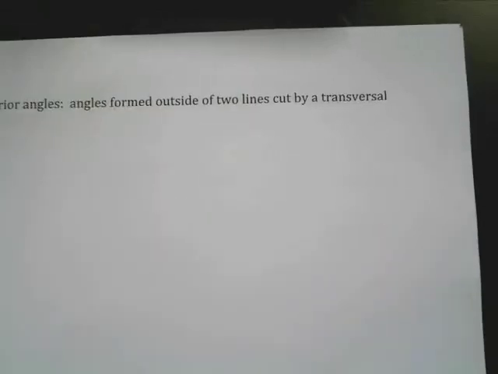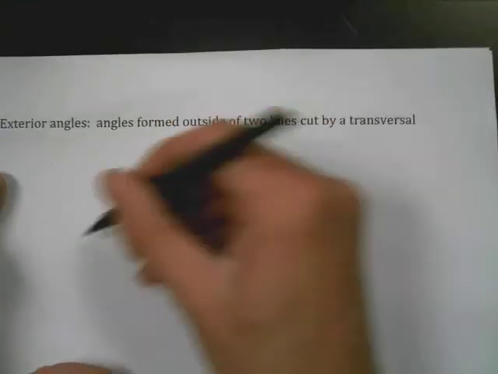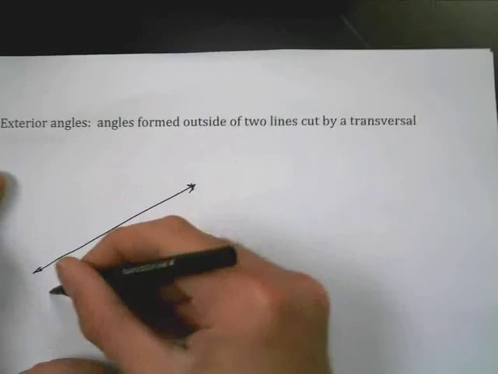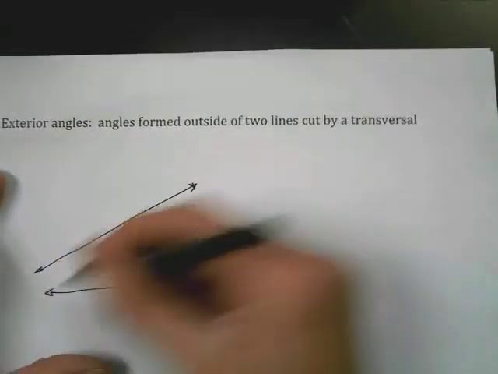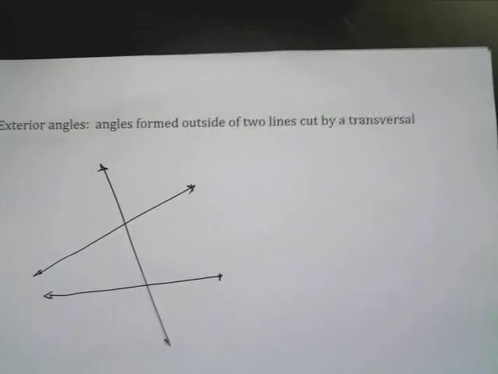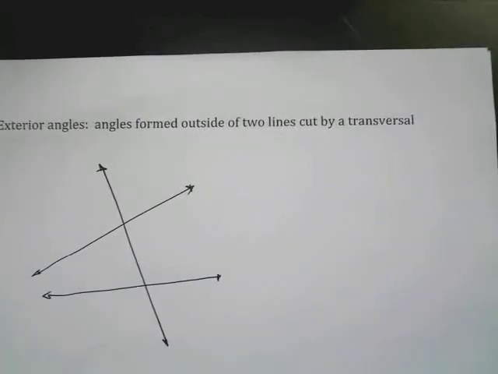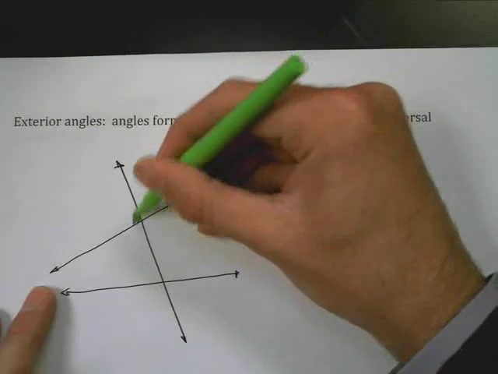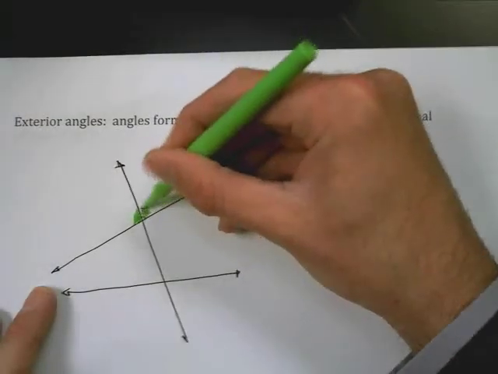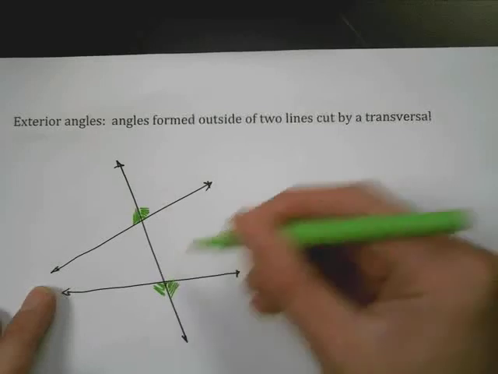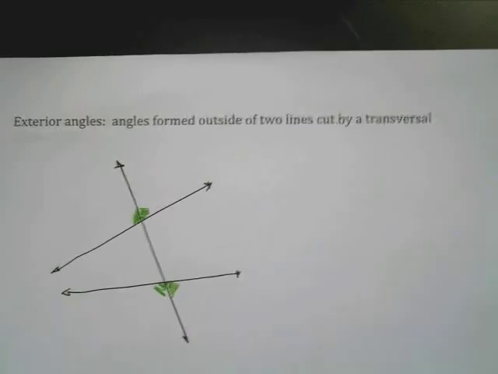Exterior angles are formed when two lines are cut by a transversal as well. I'm going to make these look a little weird. So this one and this line are cut by a transversal as well. They're on the outside of the two lines, so this angle, this angle, this angle, and this angle are all exterior angles.